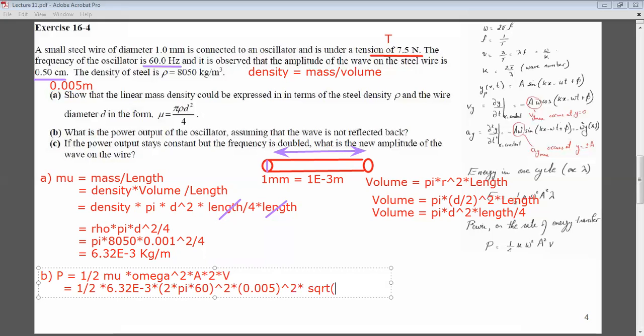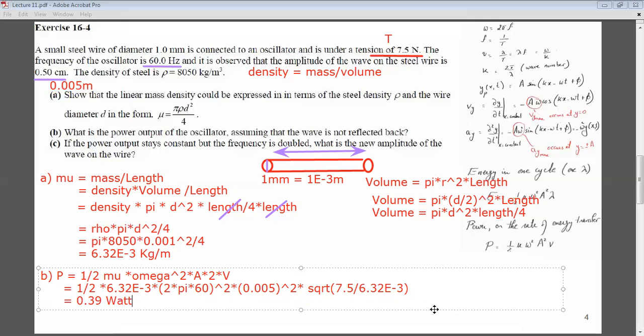It's the square root of tension, which is given as 7.5, divided by mu, which is 6.32 e to the minus 3. Now I just use the calculator because this is just a calculator thing. You will get the value using the calculator: 0.39 watt. Okay.